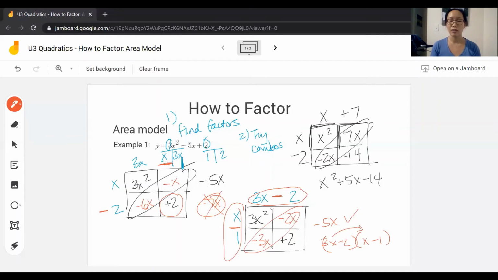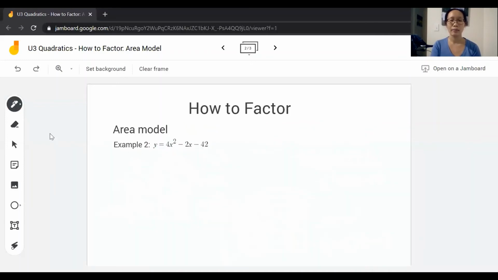3 times x is 3x squared. 3x times negative 1 is minus 3x. Negative 2 times x is minus 2x. Negative 2 times negative 1 is positive 2. And we combine our like terms to get negative 5x, and this matches the expression that we started with. Let's try a second example. Here we have y is equal to 4x squared minus 2x minus 42.